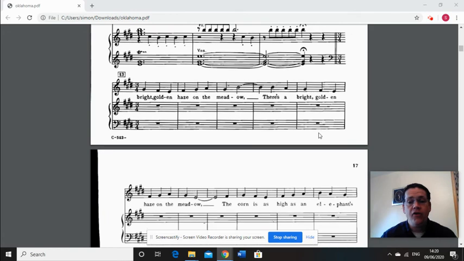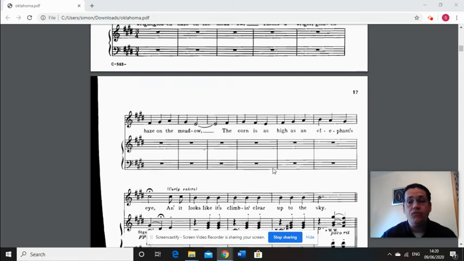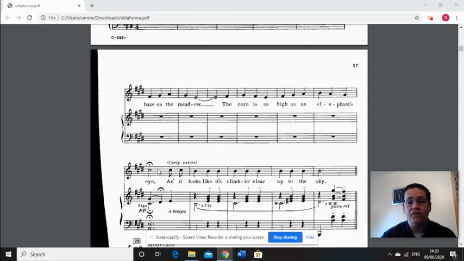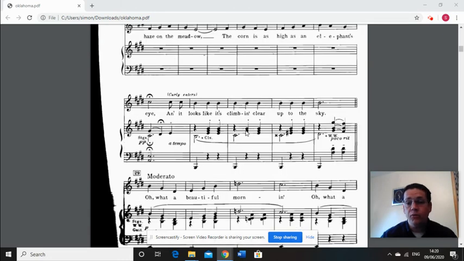As we go further on through verse 1, we have a bit of word painting. The lyric says, the corn is as high as an elephant's eye. And as the lyrics are sung, the melody rises to the high point C sharp on the word eye, at which point the orchestra also comes in. Then we have the waltz pattern, the cha-cha pattern starting up with a dominant pedal here in the bass and a diminished seventh here.